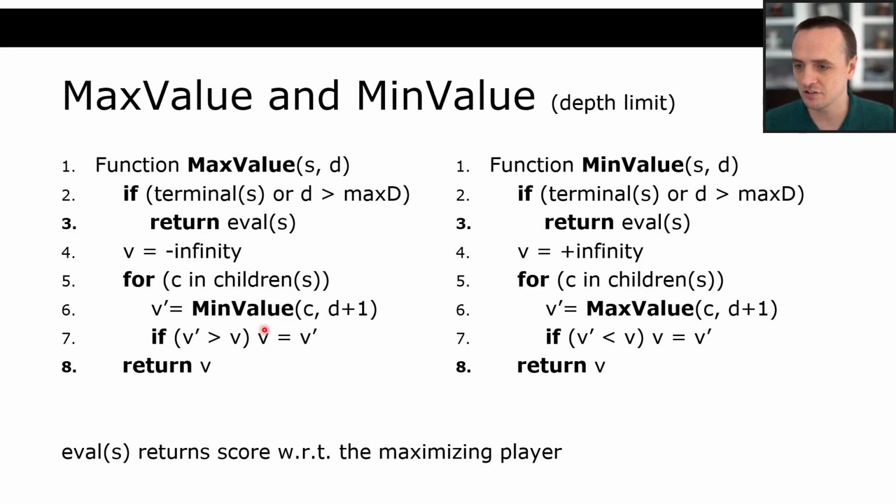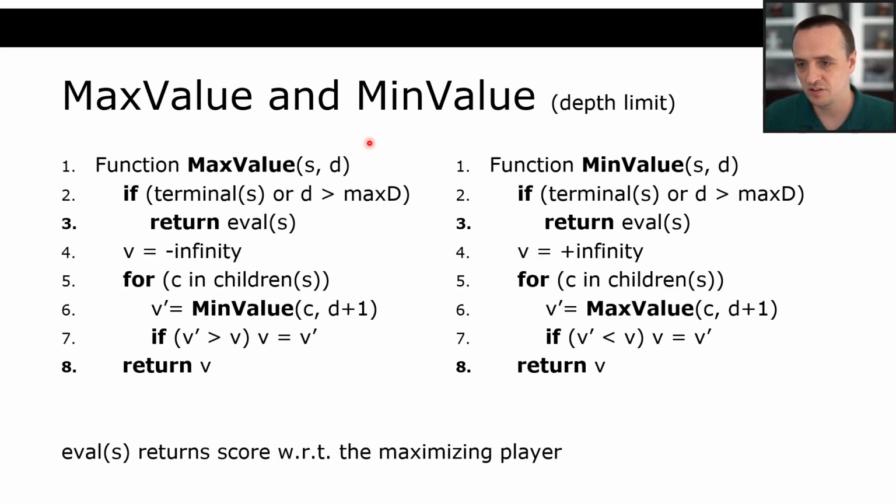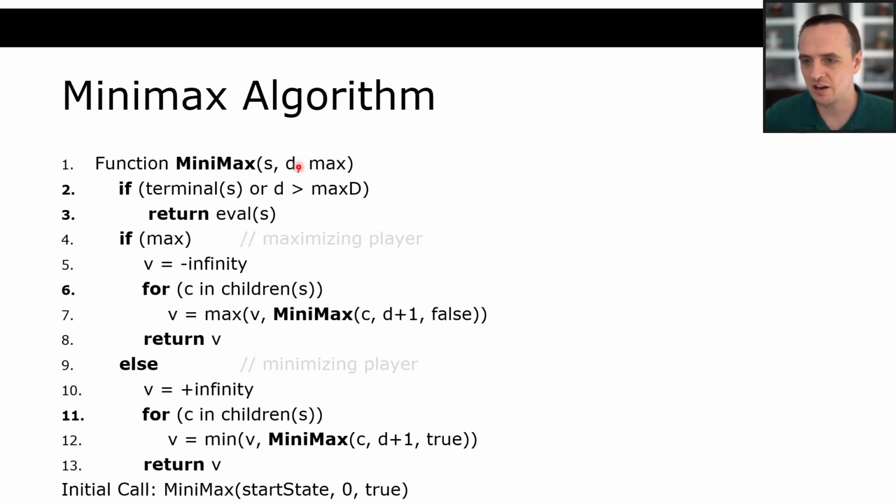Otherwise, if we're maximizing, try and get the max. If we're minimizing, try and get the min. So what we can do to create a single function is just take this part and put it in an if statement. And that's what we've done. So we've got one other parameter here now, because in the max function, we knew we were maximizing. In the min function, we knew we were minimizing. So the extra parameter here called max is just a Boolean which says, should this iteration of the function be a maximizing step or a minimizing step?